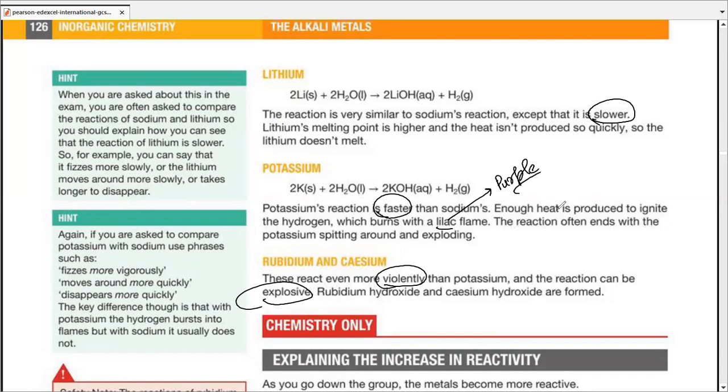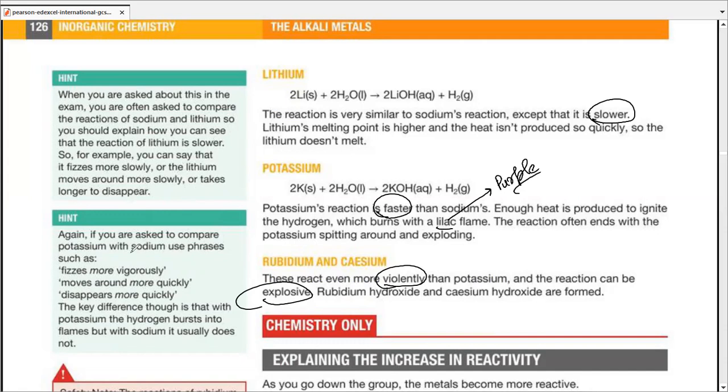This should give you an idea that you are supposed to do the same in exams too. And the same kind of hint is given over here. There are a couple of hints. Let's go through both of those. When you are asked about this in exams, you're often asked to compare the reactions of sodium and lithium. So you should explain how you can see the reaction of lithium is slower. For example, you can say that it fizzes more slowly, or lithium moves around more slowly, or it takes longer time to disappear, or lithium does not melt or is not converted into a small ball. These are the terms that you can use to state your visual observations.